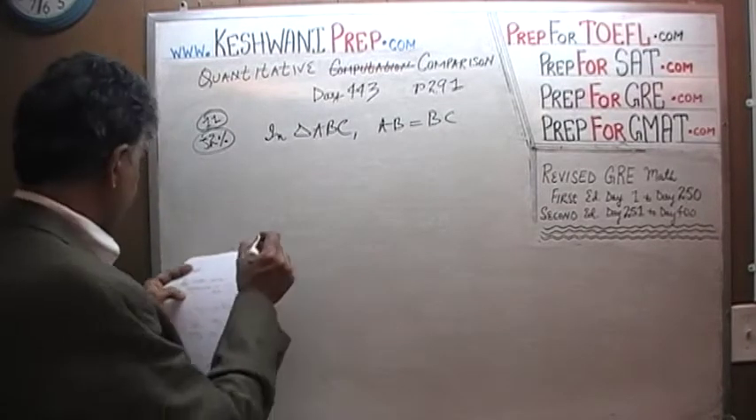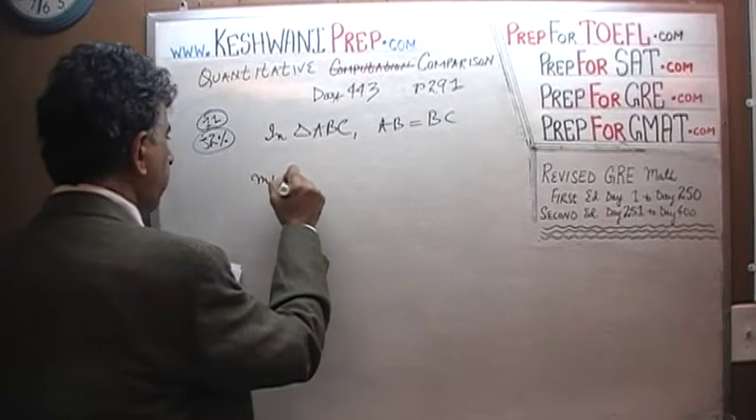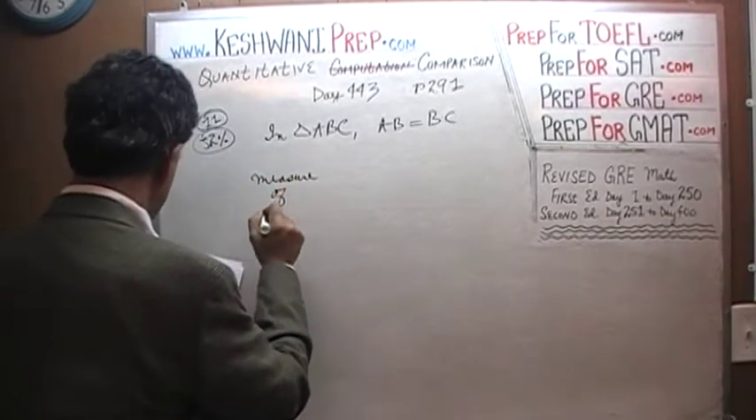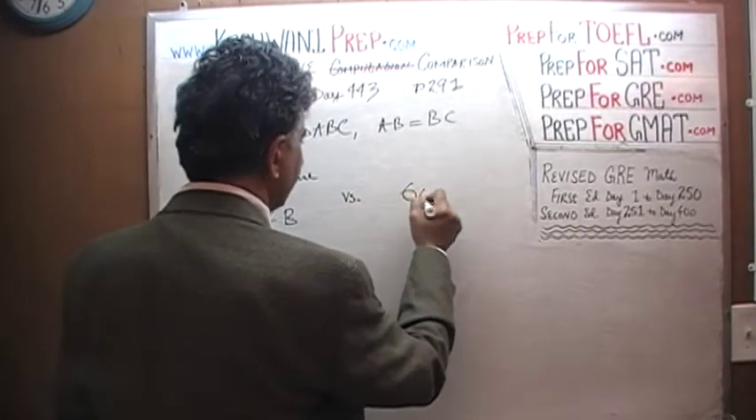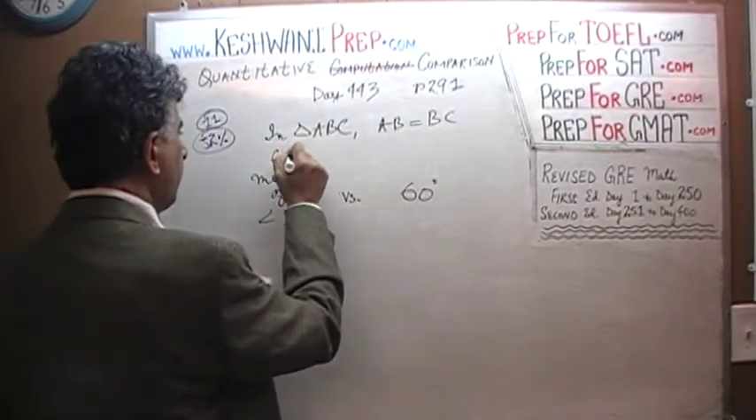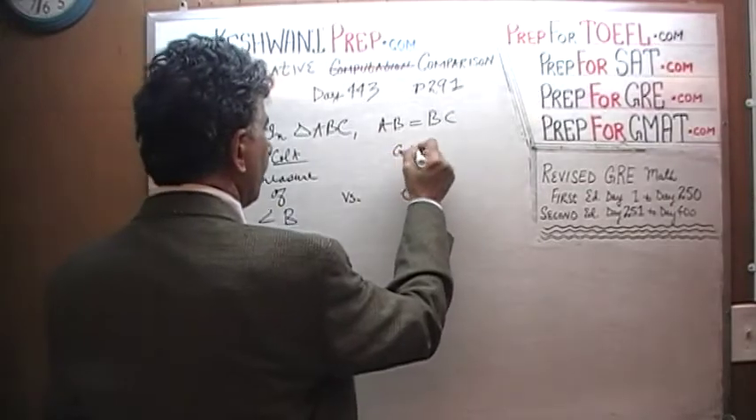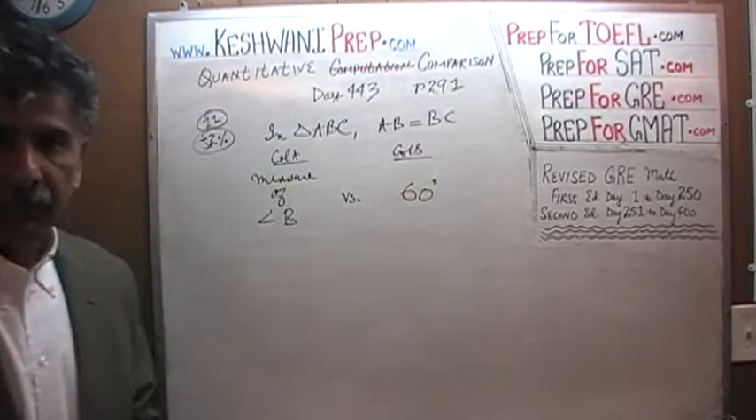We are being asked to compare the measure of angle B versus 60 degrees. Column A, column B. And that's all it is. That's all that is given.